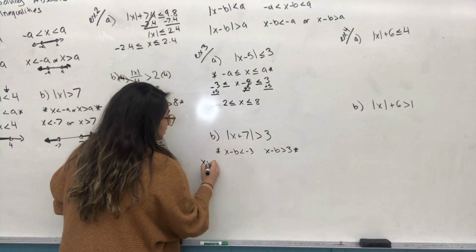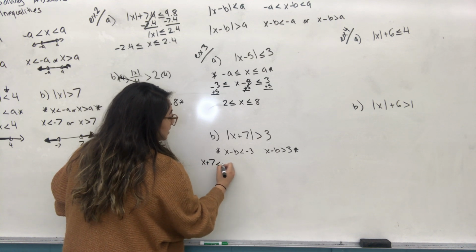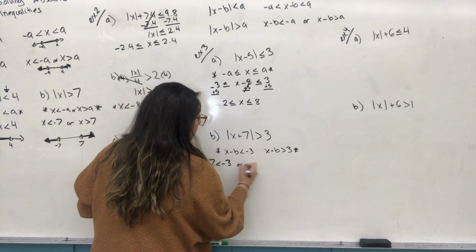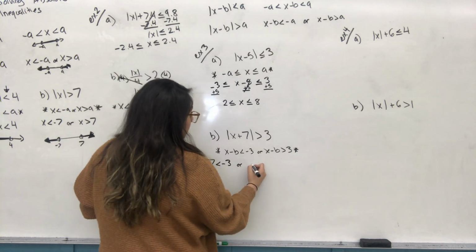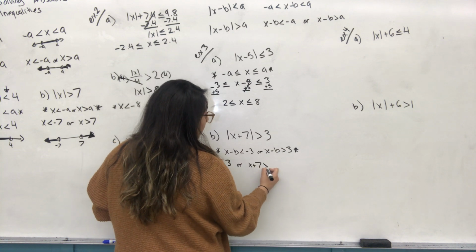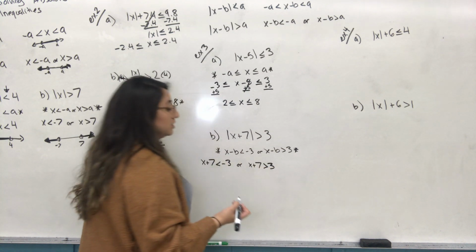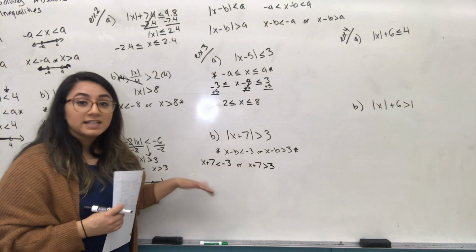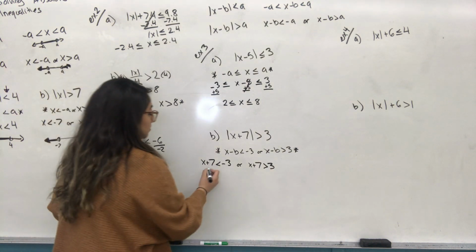So that means x plus 7 is less than the negative solution, negative 3, or, so include the word "or", the expression between the bracket, x plus 7, is greater than the original solution, which is just plus, or is greater than 3. Now we have to go ahead and get the x by itself at this point here.